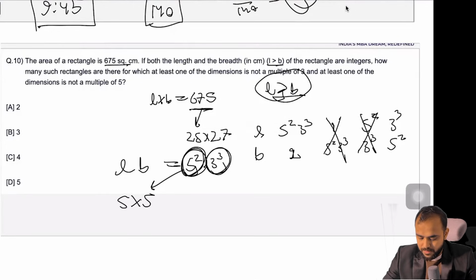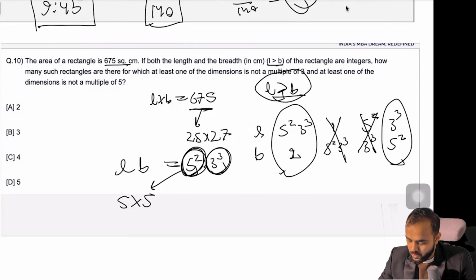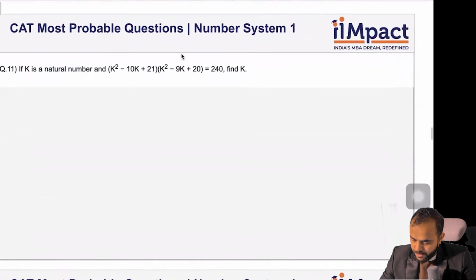So the only two options will be either this or this. So total two possible values. Moving on. If k is a natural number and we have this quadratic into quadratic equal to 240, obviously this is not a quadratic question for us because k is defined as a natural number.